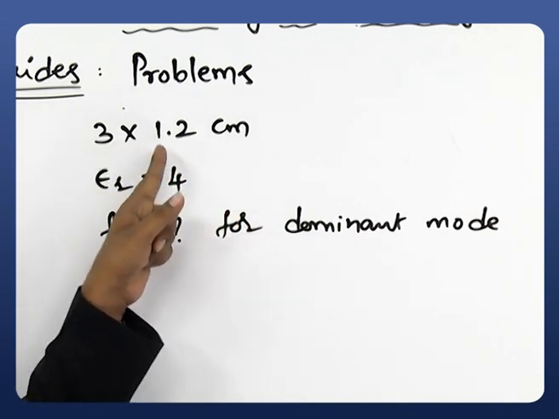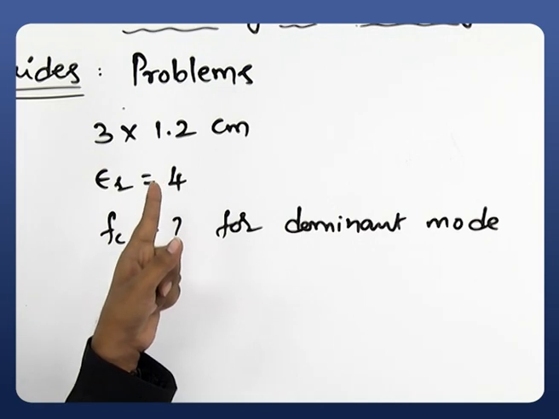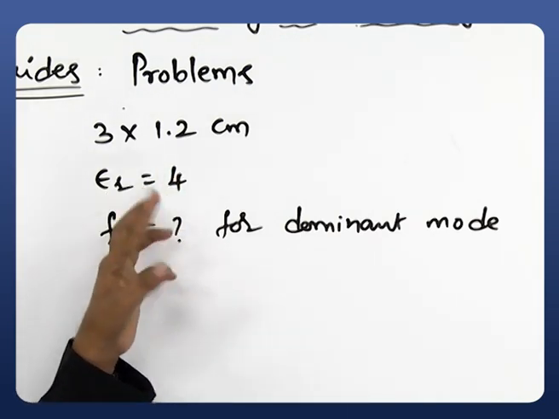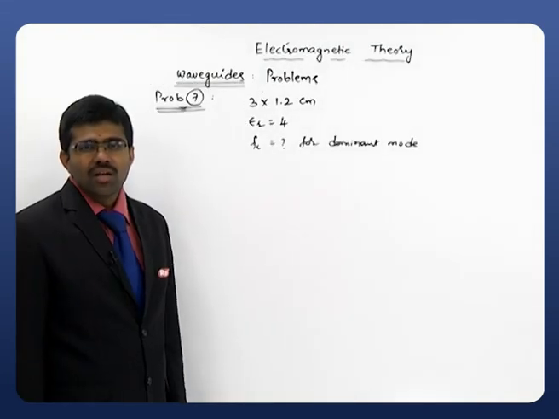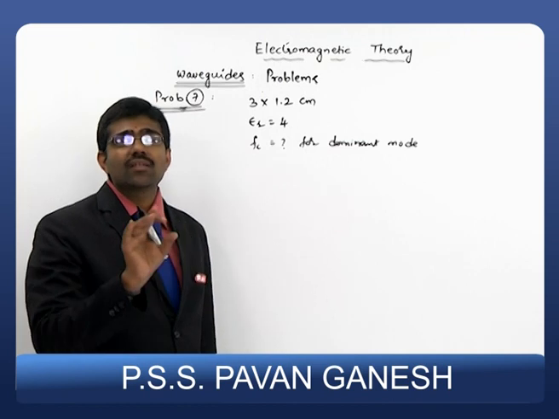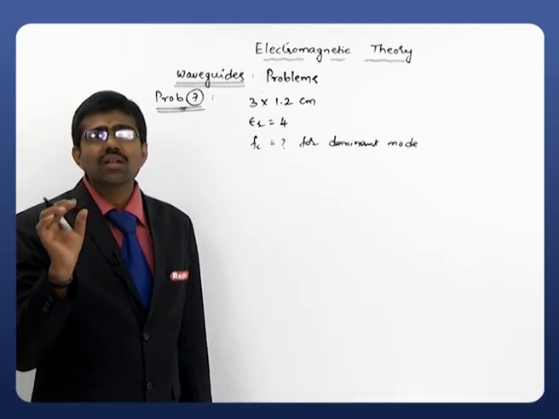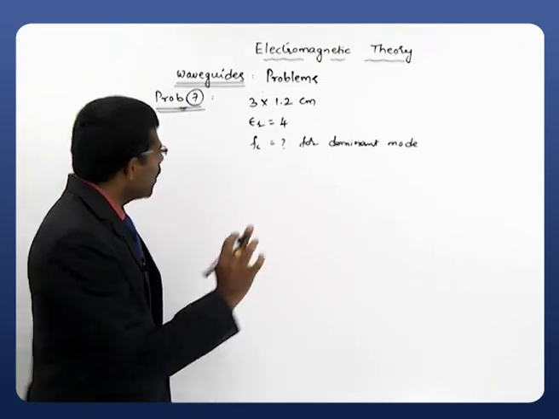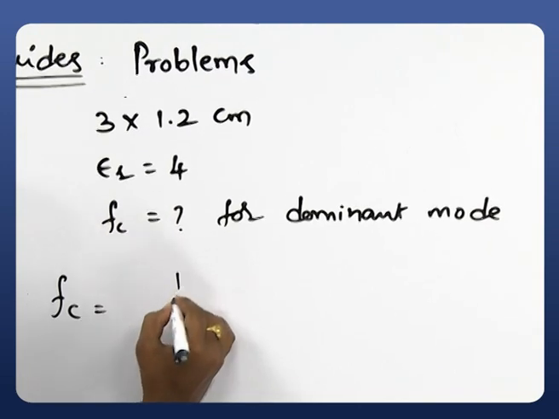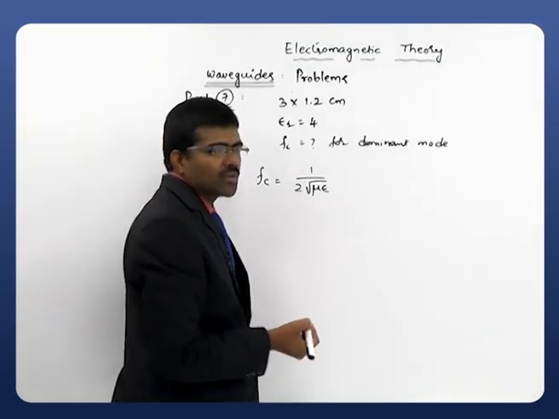Here a is equal to 3, b is equal to 1.2 centimeter, and it is filled with some other dielectric medium, not air, with a relative dielectric constant 4. Now we require the cutoff frequency. As in one of the previous problems, I said we are not always supposed to take C in the equation of cutoff frequency. Instead, we are supposed to consider 1 by root mu epsilon. Now I will write down the equation for that. So Fc is equal to 1 by 2 square root of mu epsilon.